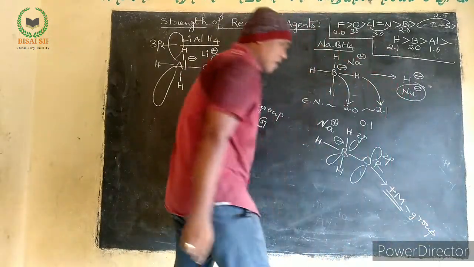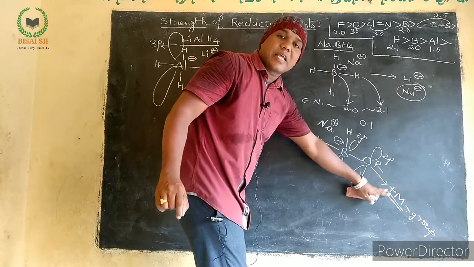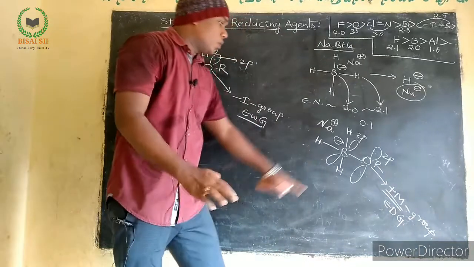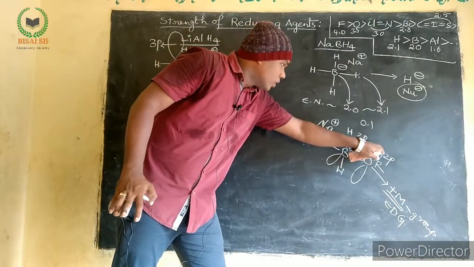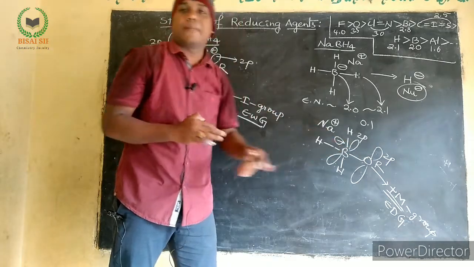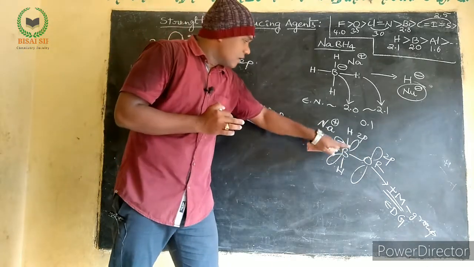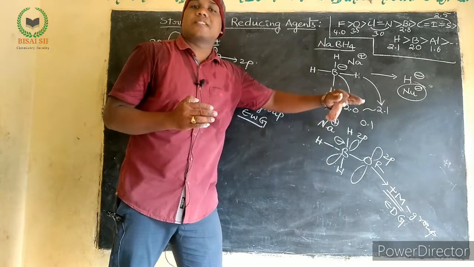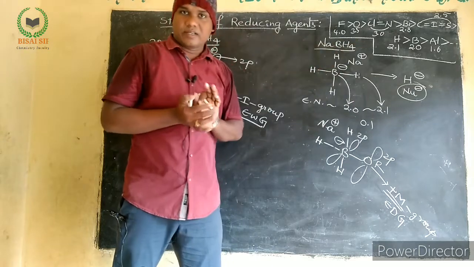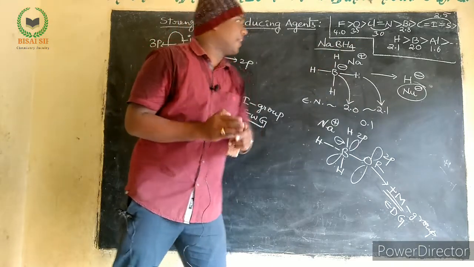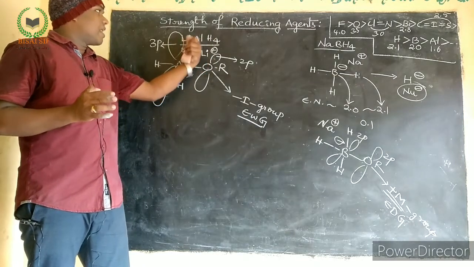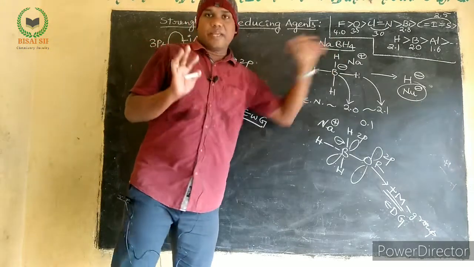If this oxygen acts as a plus M group, that is an electron donating group, correct? So this oxygen releases electrons towards boron, then the electron density at boron will be increased. Then this boron releases H minus ion very fast compared to normal sodium borohydride, correct? That is the main difference between lithium aluminum hydride, LiAlH4, and NaBH4, correct?